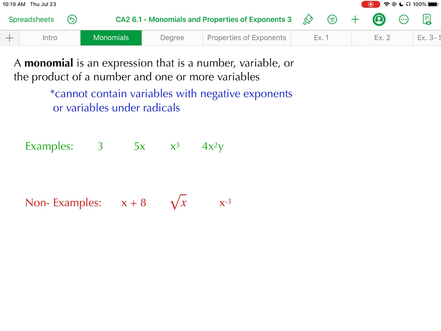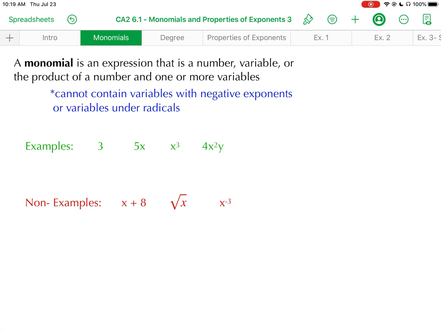All right. So examples of monomials, 3 is a monomial because it's just a regular number. 5x is the product of a number and a variable, so it's a monomial. X cubed is the same as x times x times x, so that's the product of a variable multiple times. And then 4x squared y, that's a monomial because it's just a product of a number and multiple variables.